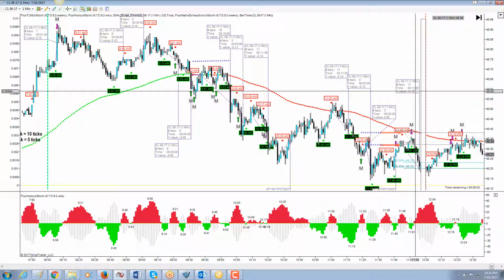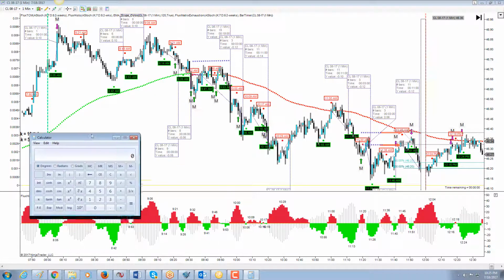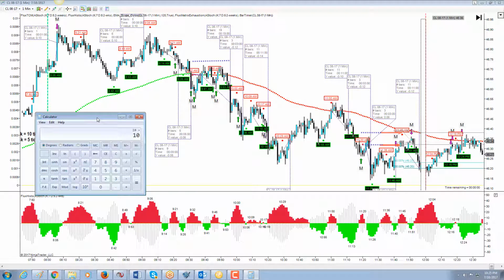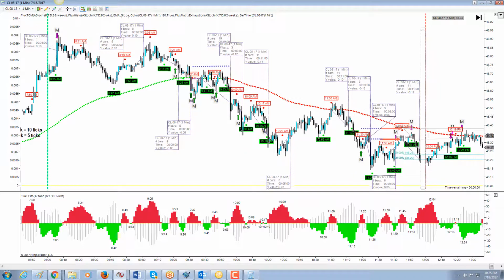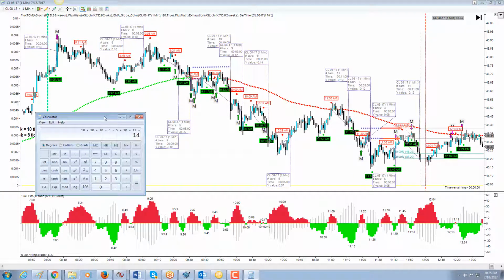So if you just add up the hypothetical, and these are hypotheticals, right? You would have 10 plus 10 plus 10 minus 5 minus 5 plus 10 plus 12 plus 14. And what was that? Minus 7, plus 10, plus 12, minus 6. No, minus 5, plus 12. So that's 78 ticks.